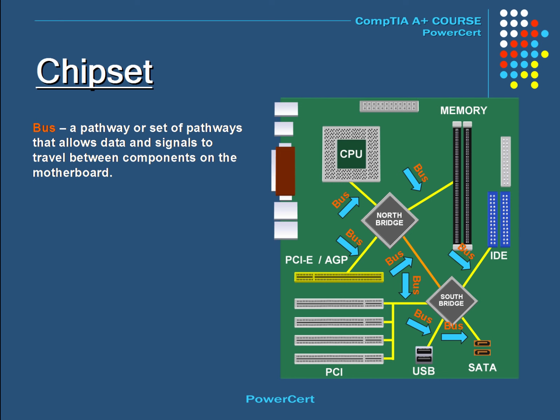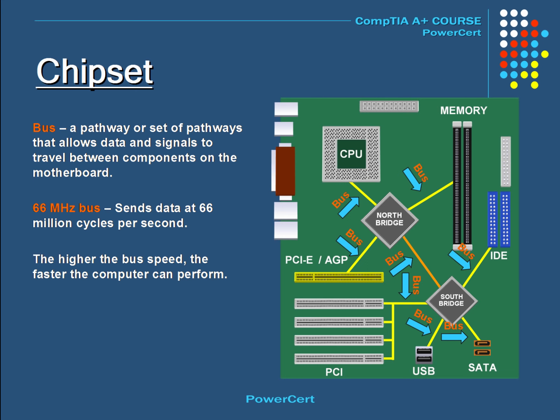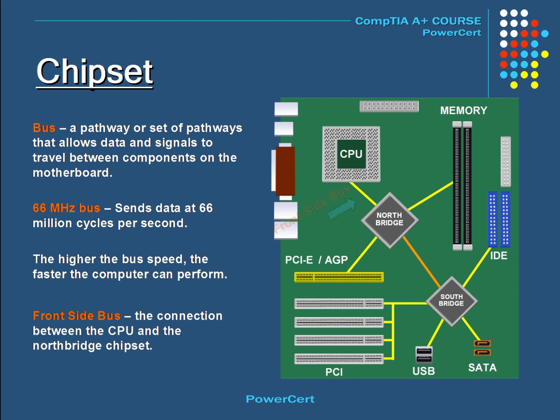So for example, if a bus speed is said to operate at 66 MHz, then that means that that particular bus can send data at 66 million cycles per second. The higher the bus speed, the faster the computer can send data, which improves the performance of the computer. A motherboard's bus speed generally refers to the speed of the front side bus. The front side bus is the connection between the CPU and the north bridge chipset.